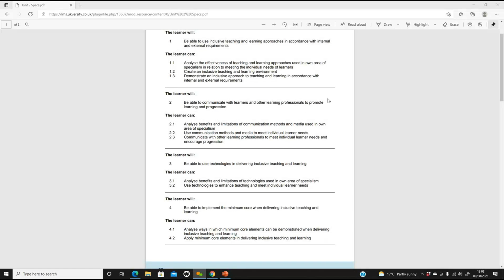So we're looking at Unit 2, and we're looking at Learning Outcome 2, and the learning outcome is be able to communicate with learners and other learning professionals to promote learning and progression. And there's 3 points that we're doing. 2.1 is analyze the benefits and limitations of communication methods and media used in your own area of specialism. 2.2, use communication methods and media to meet individual learner needs. And then 2.3, communicate with other learning professionals to meet learner needs and encourage progression.